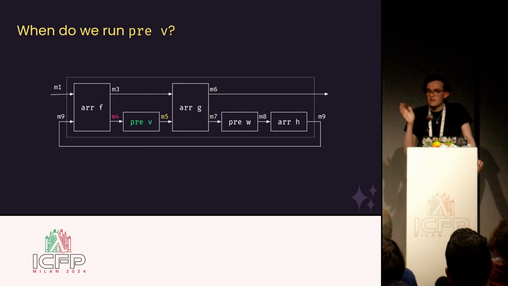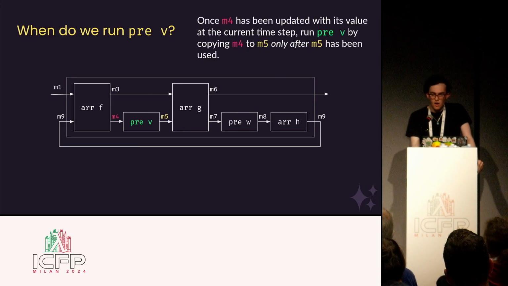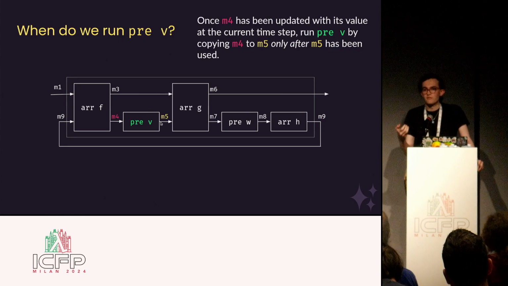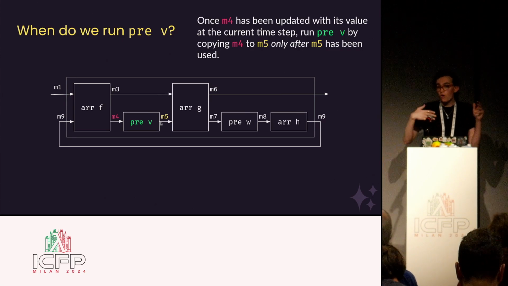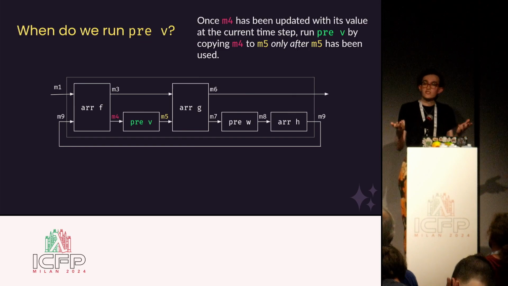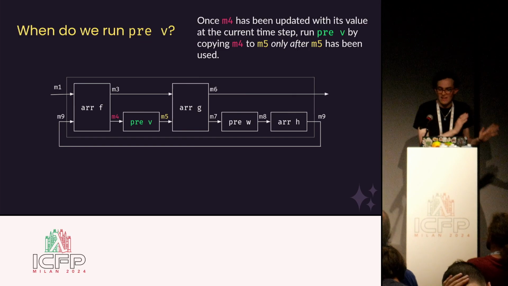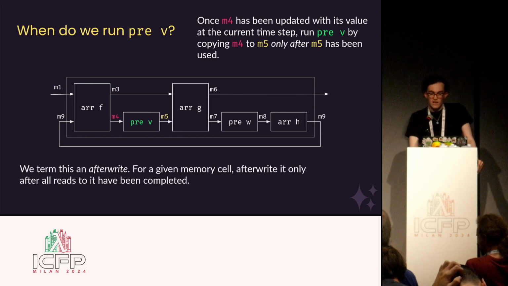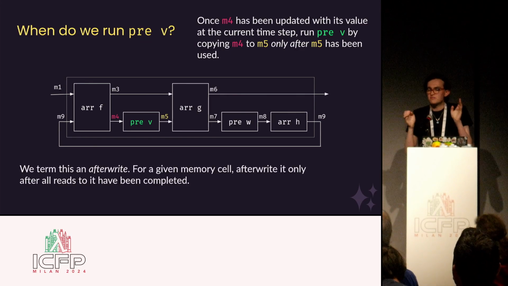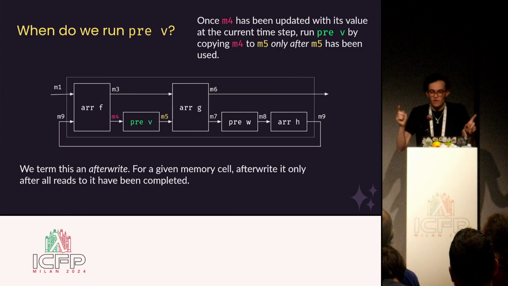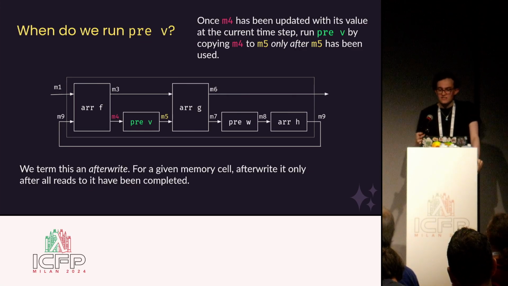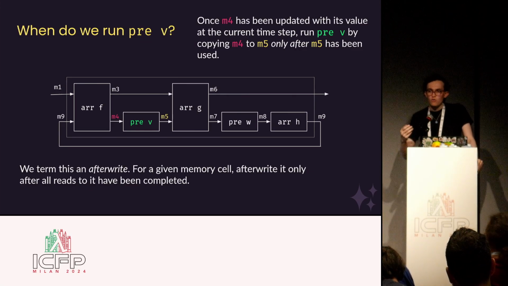This has dependencies in reverse. So once M4 has been updated, we can run prev only after M5 has been read, because if we do it before, then we're reading a value from a future time step. We want this to happen right at the very end. We're going to call this an after write, because if I keep saying write, it'll get confused with the other writes that we do in R. And we're going to say that for a given memory cell, you can only after write to it once all reads to it have been completed.